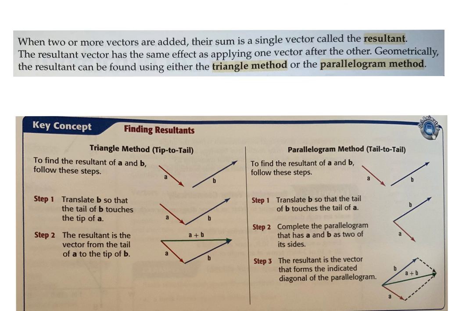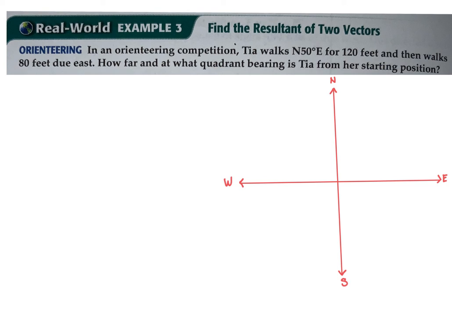All right? Look at this example they give us. In an orienteering competition, Tia walks north 50 degrees east, so northeast 50 degrees for 120 feet, then walks 80 feet due east. How far and what quadrant bearing is Tia from her starting position? And so you can do this two different ways.